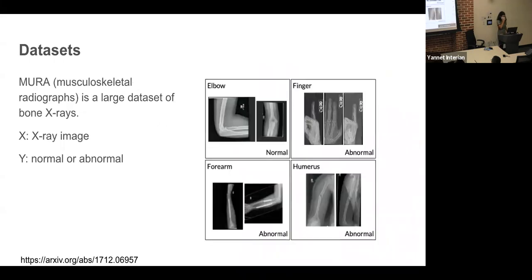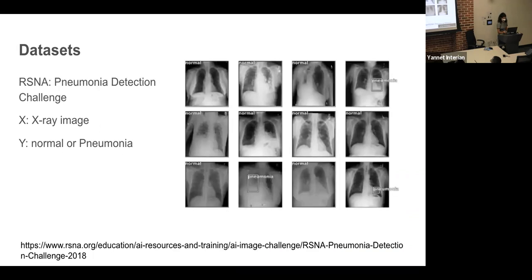So let me tell you about some of the data sets that we looked at. In this one, we have X-ray images, and the idea was to figure out whether the image was normal or abnormal. This is another data set, in which we had pneumonia detection. Basically, either there is pneumonia or there isn't. And in this data set, when we have pneumonia, we also have a bounding box that tells you where the main problem is. So that's another thing about this data set.